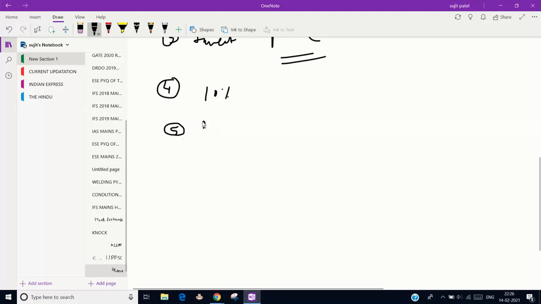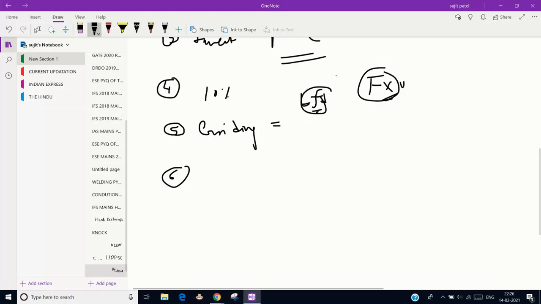Next, also from production, is a numerical on grinding: how much specific cutting energy is required. What is given is the material removal rate, V into F into depth of cut, that is, length into feed into depth of cut. The cutting force and cutting velocity are given. So just divide Fx times V by length into feed into depth of cut, and you will get the grinding specific energy.